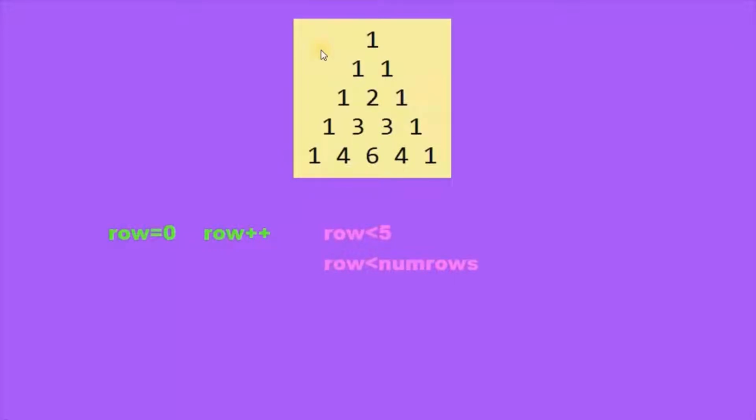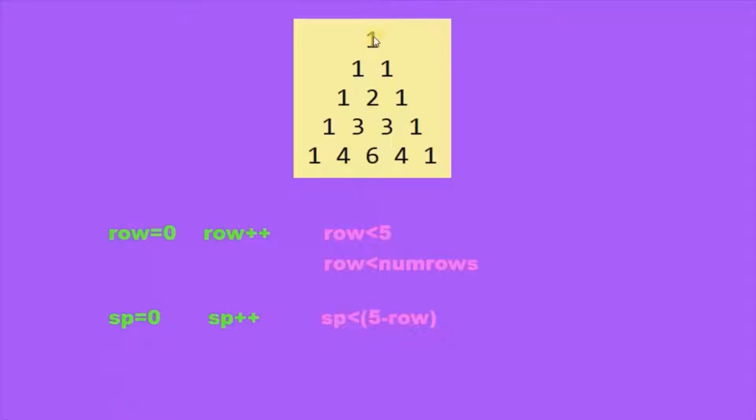Before printing numbers, we want spaces. So inner for loop for spaces, sp is equal to 0, sp plus plus. On 5th row we can see 1 space. On 4th row 2 spaces. On 3rd row 3 spaces. On 2nd row 4 spaces, and on 1st row 5 spaces. So condition will be sp less than 5 minus row.